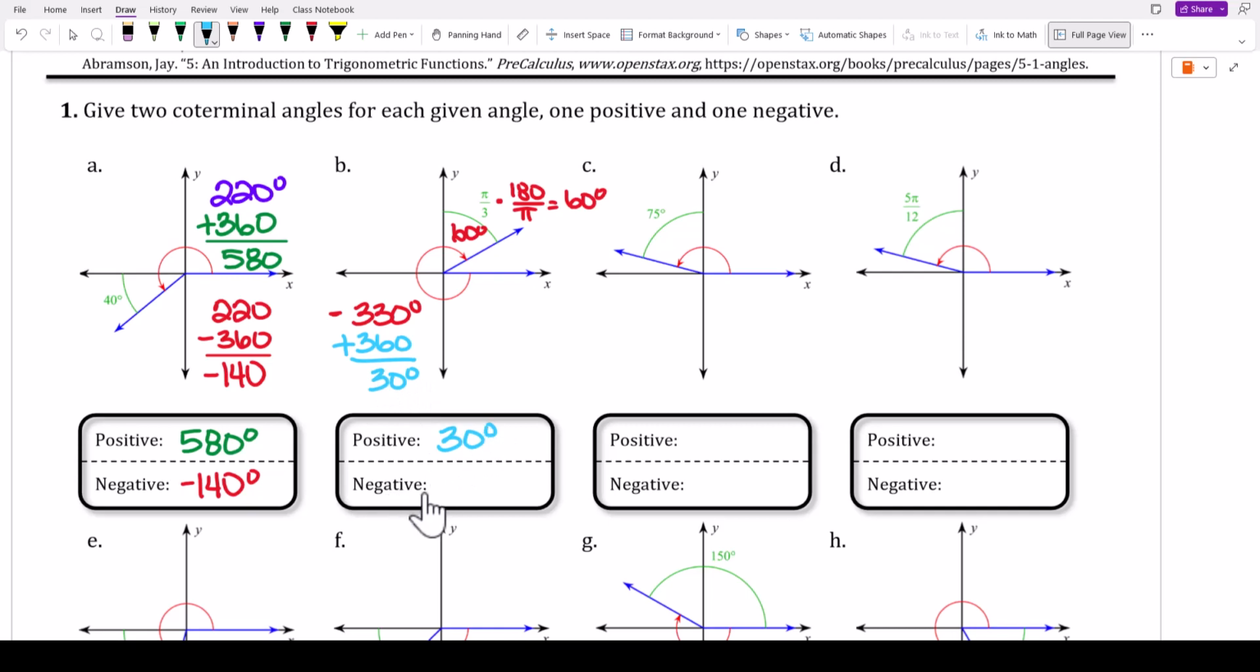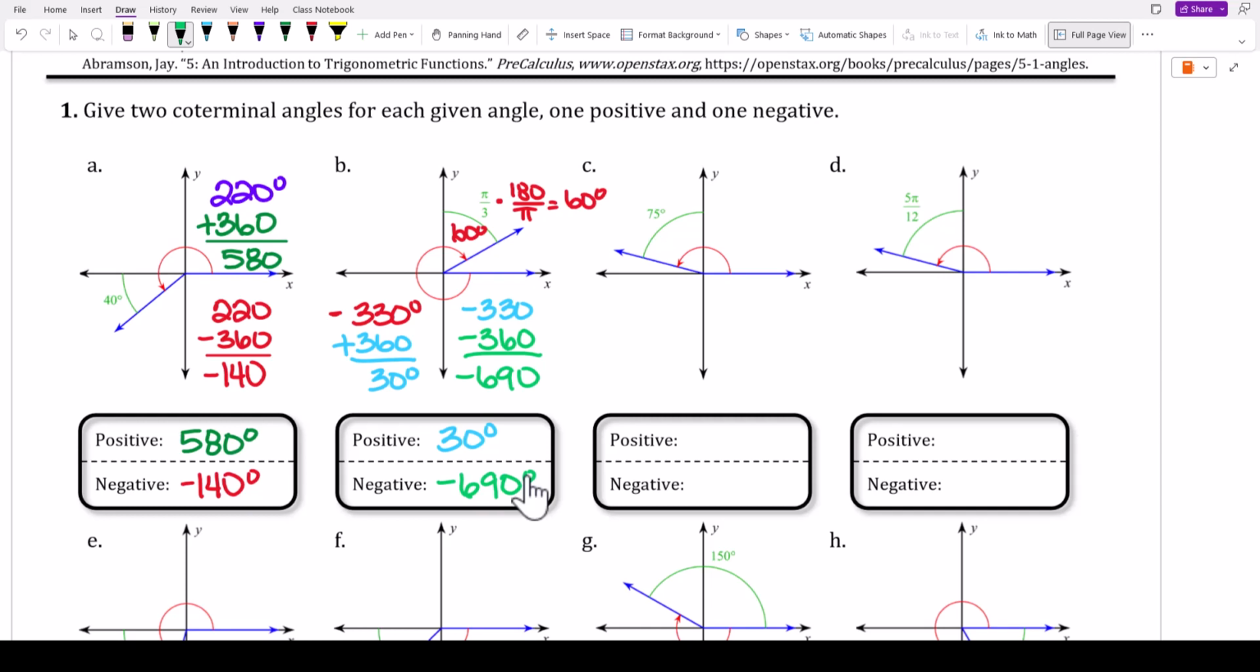Now, I want a negative coterminal angle. So I can take negative 360, and I can subtract. Oh, excuse me, that should be 330, my mistake. So here, negative 330, and then I'm going to subtract 360. So right here, this gives me negative 690. And that is it. That is all you do.